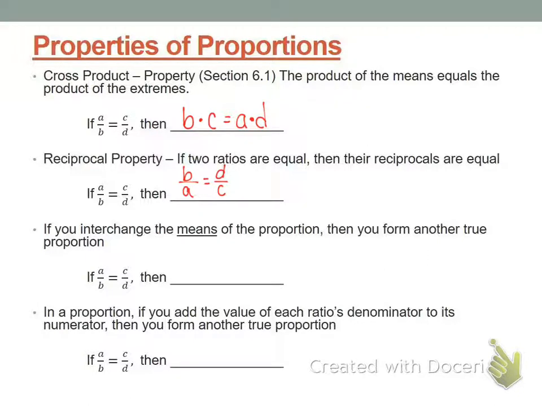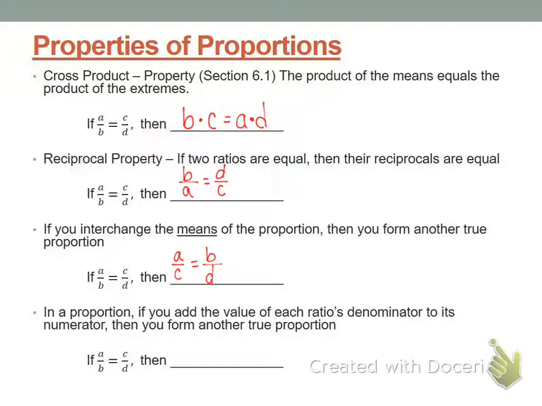If you interchange the means of the proportion, you form another true proportion. So again, our means were B and C. So if we swap B and C, we'd have A over C and B over D. Once again, we'd be multiplying A and D together. We'd be multiplying B and C together, even if it happens in a different place.